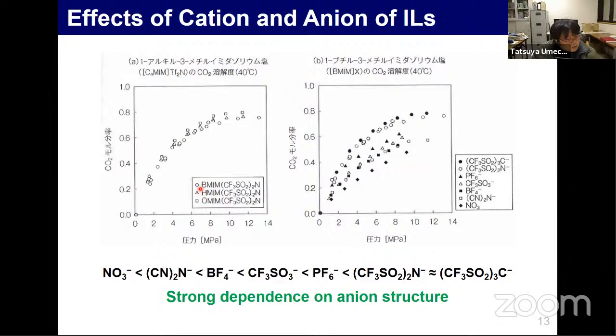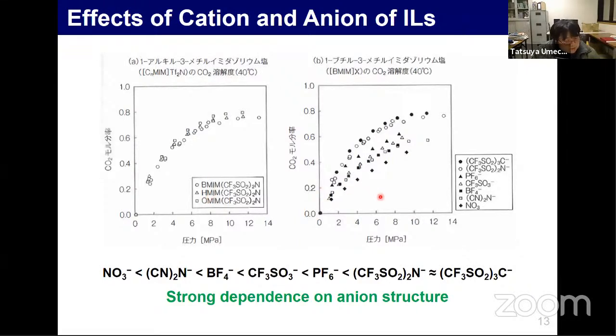The BMIM cation is the same as before. The BMIM cation has a butyl group, C4H9. HMIM and OMIM cations have a hexyl group, C6H13, and an octyl group, C8H17, respectively. The left figure shows the physical absorption of carbon dioxide hardly changed when the alkyl group of the ionic liquid cation is extended to butyl, hexyl, and octyl groups. The effect of the ionic liquid cation on the physical absorption of carbon dioxide is very small.